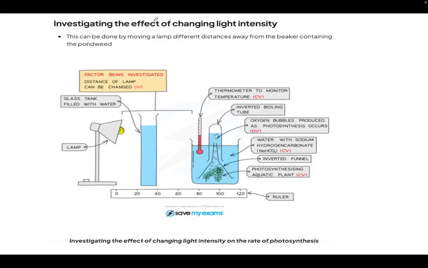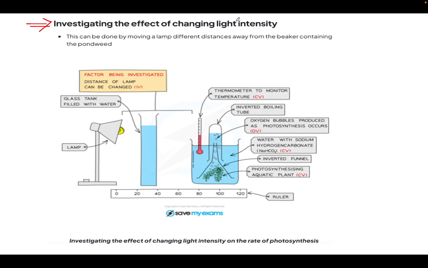For example, if you're investigating the effects of light intensity, this one is enough. Reading this sentence right here should tell me the independent variable. I want everyone to follow because this is a very important question. If they say investigating the effects of changing light intensity, you understand this is the independent variable. We are changing light intensity. What are we going to measure? Nobody needs to say that. We are measuring the volume of gas produced per unit time, if it is rate of photosynthesis.